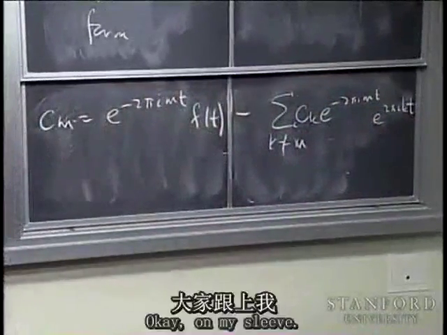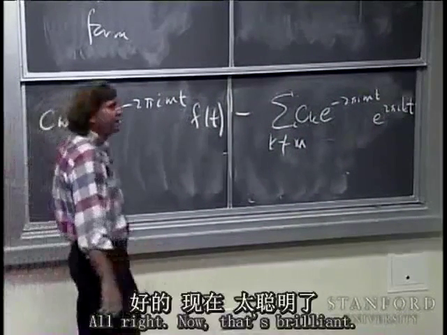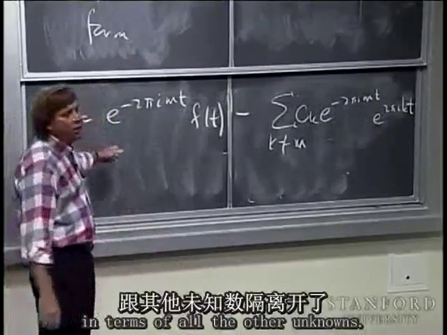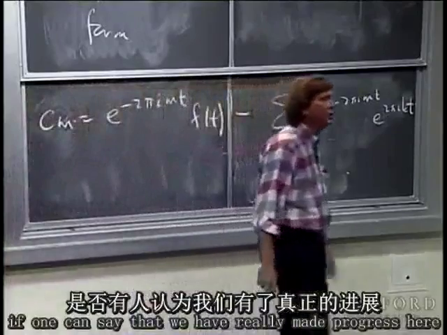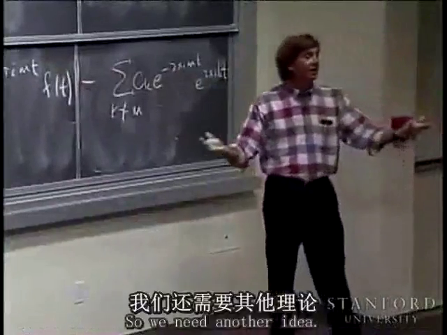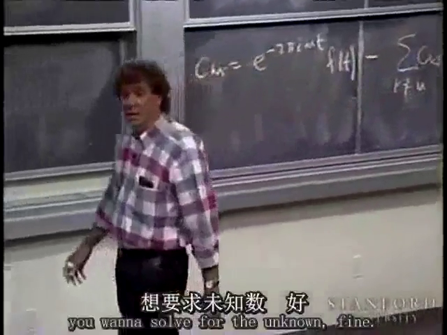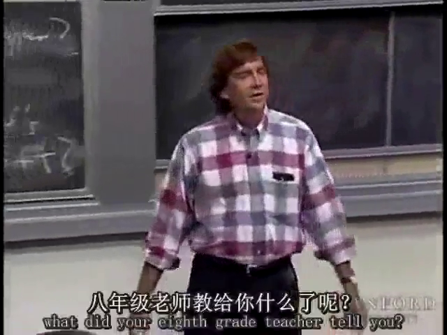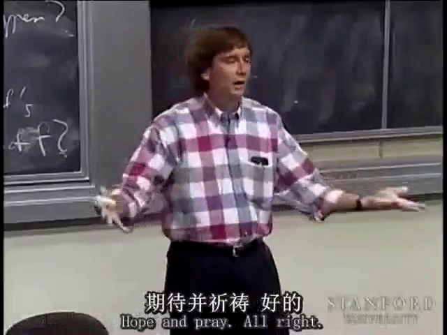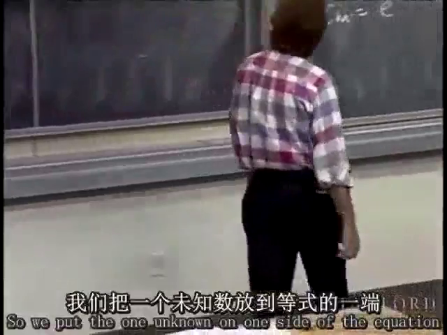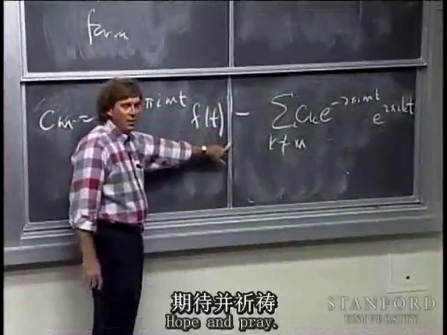Nothing up my sleeve. All right, now that's brilliant. I've isolated one unknown in terms of all the other unknowns. I don't know if one can say that we have really made progress here. So we need another idea. This is as far as algebra can take you. Algebra says you want to solve for the unknown. Fine, isolate. What did your 8th grade teacher tell you? Put the one unknown on one side of the equation, put everything else on the other side, hope and pray.